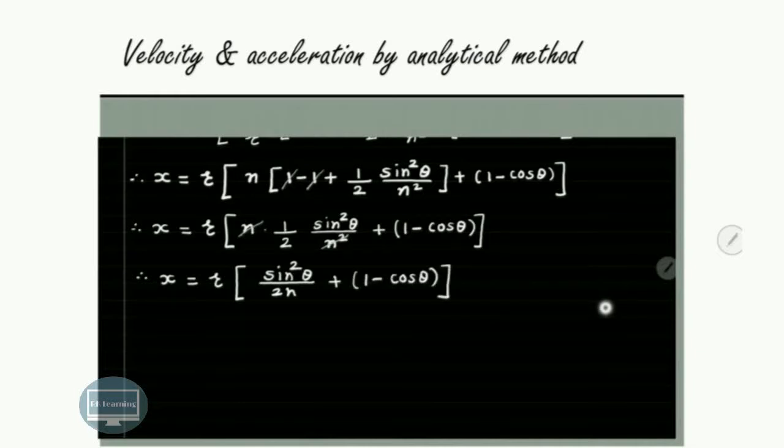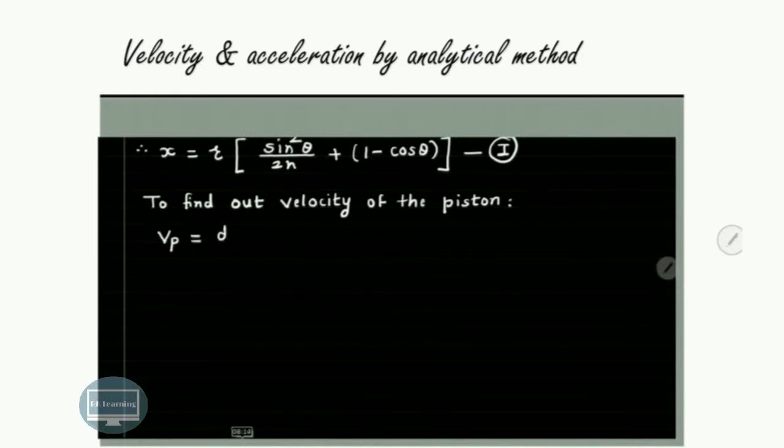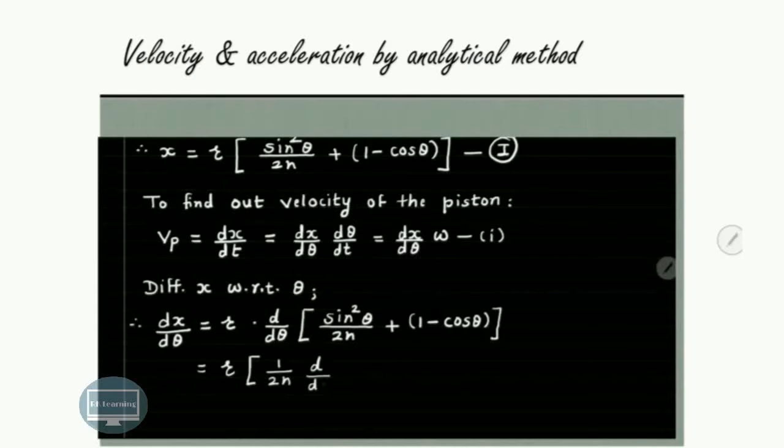So this is our first equation, where we have obtained the expression for the displacement of the piston in terms of crank angle theta. Now we have to find the velocity of the piston, and we know that velocity is nothing but the rate of change of displacement, that is dx by dt, which can also be written as dx by d theta into d theta upon dt. Now d theta upon dt is the rate of change of angular displacement, that is the angular velocity of the crank, because theta is the crank angle. Suppose we call this equation 1. So our first aim is now to find the value of dx by d theta.